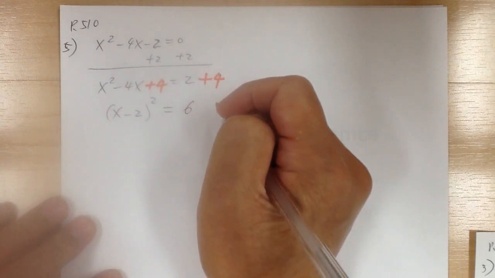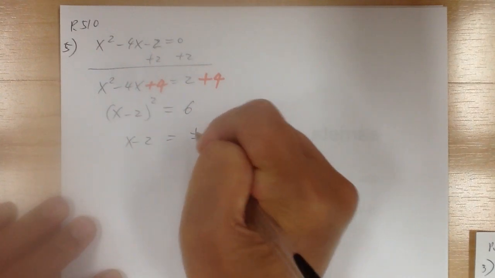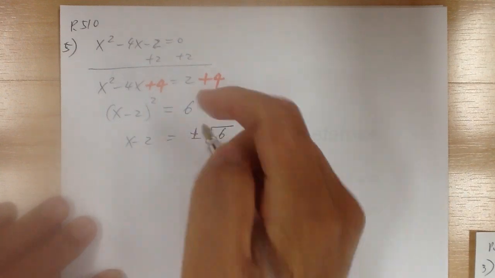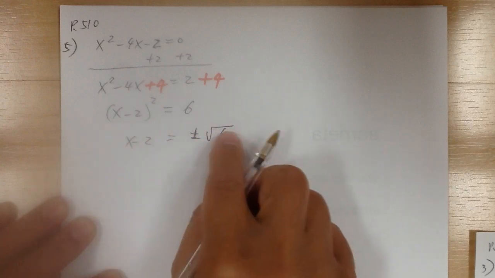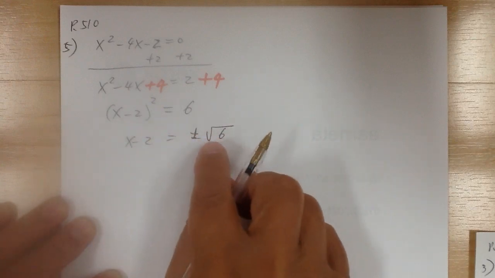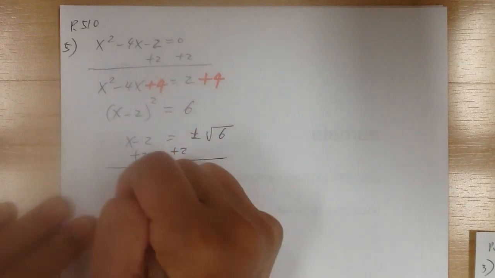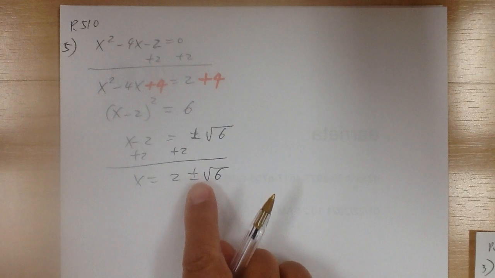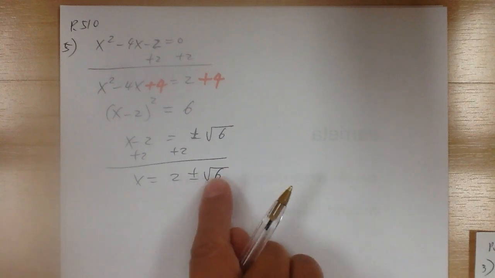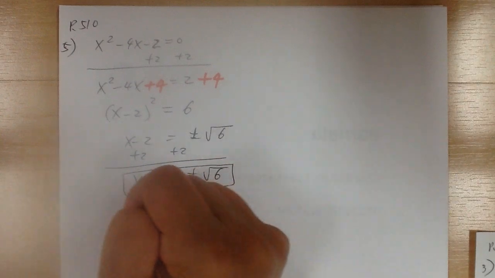Okay, then take the square root on both sides. So you get x minus 2 equal to plus or minus square root of 6. Now this one, you cannot simplify because these are different kind of numbers. So since you cannot simplify, you don't have to separate the plus from the minus. So just plus 2 on each side. So you get x equal to 2 plus or minus square root of 6. Okay. The plus or minus always in the back. Always put a plus or minus in the back. And that is the answer.